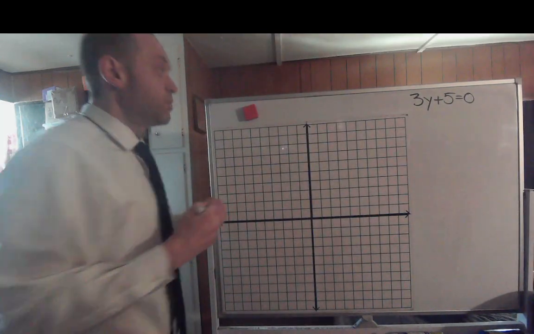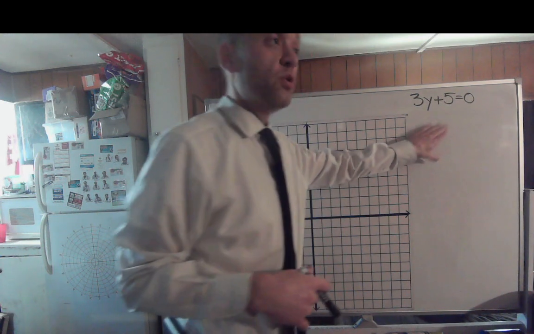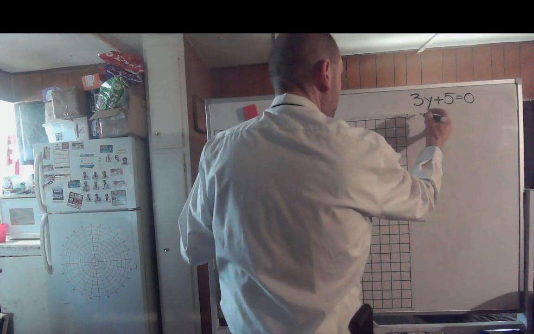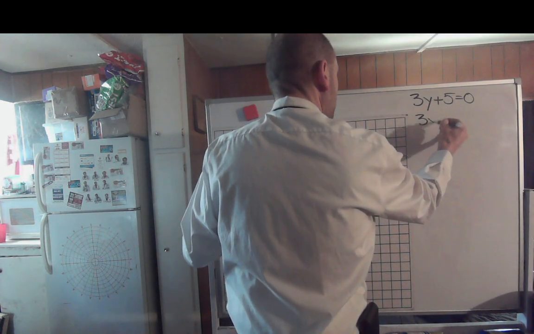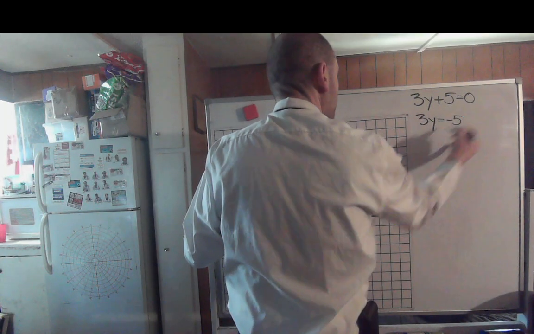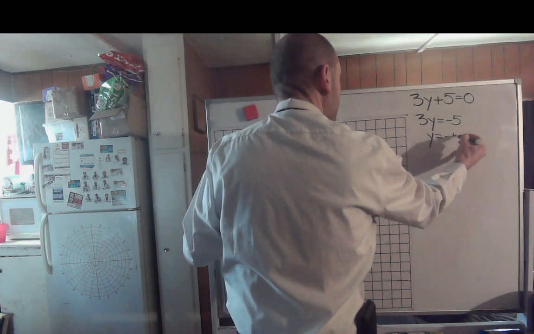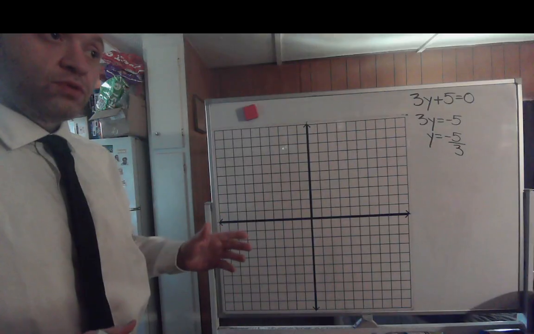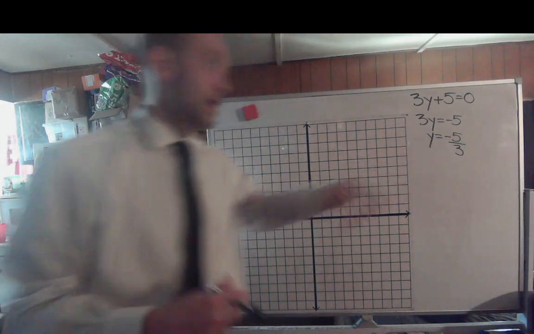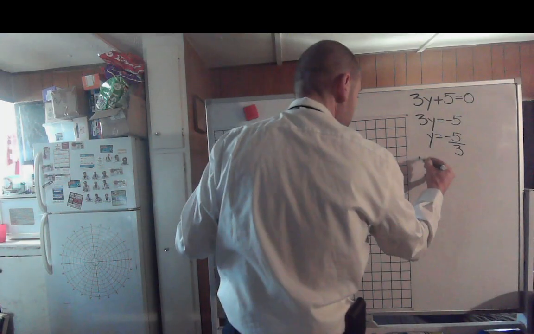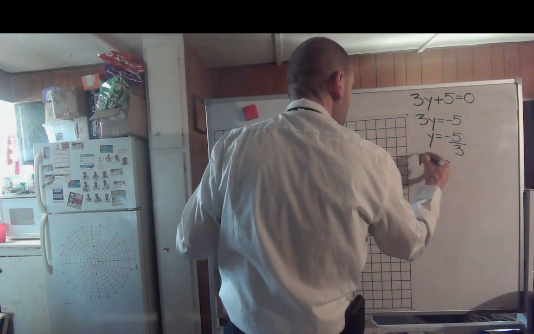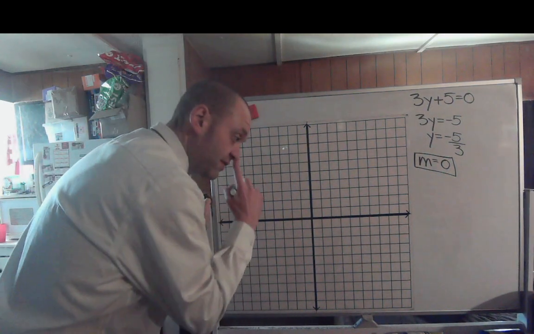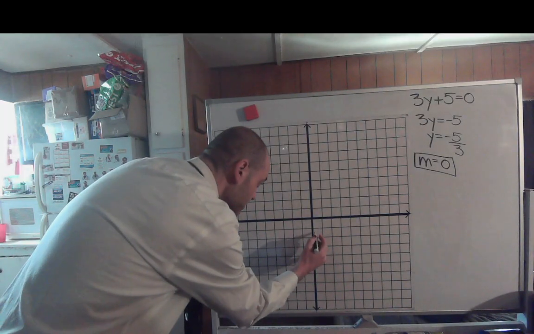So we have 3y plus 5 equals 0. You don't see an x. If that happens, just solve for y. So 3y would equal negative 5, y would equal negative 5/3. So remember, horizontal line, 0 slope, y equals. So the slope is going to be 0, and it'll be a horizontal line through y equals negative 5/3, which would be negative 1 2/3.